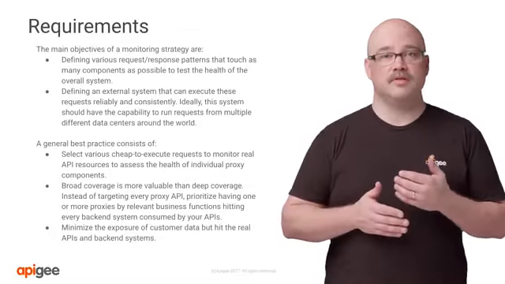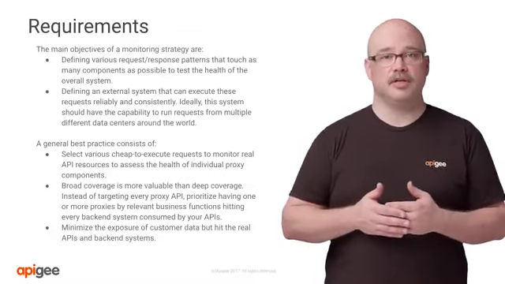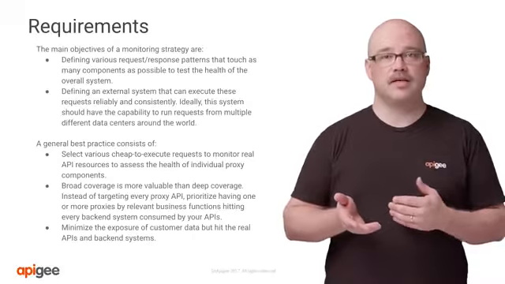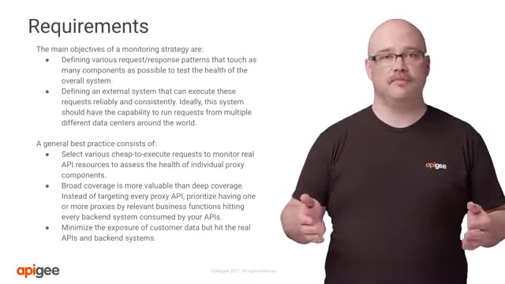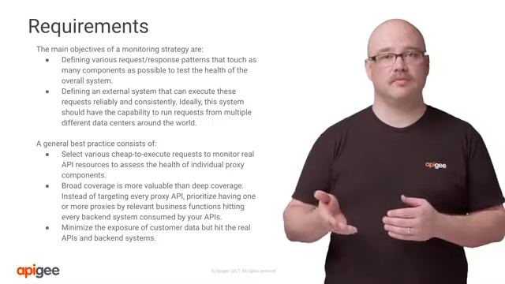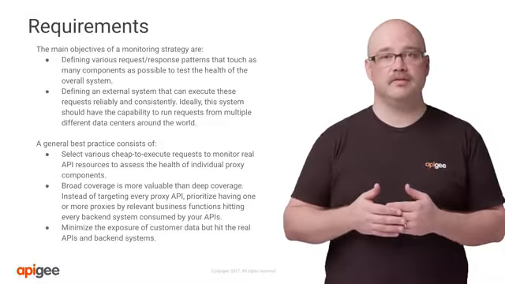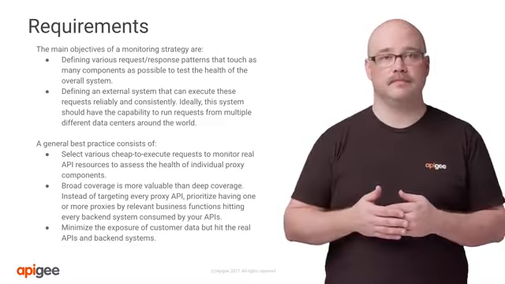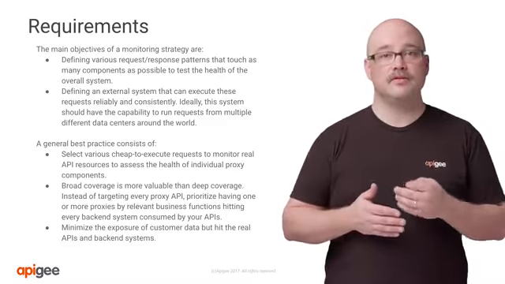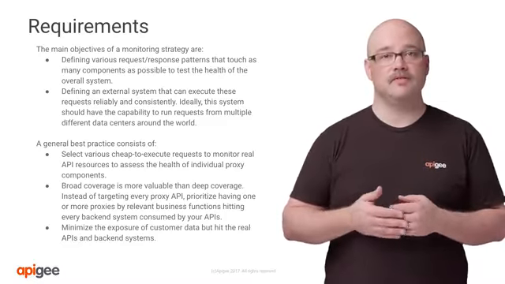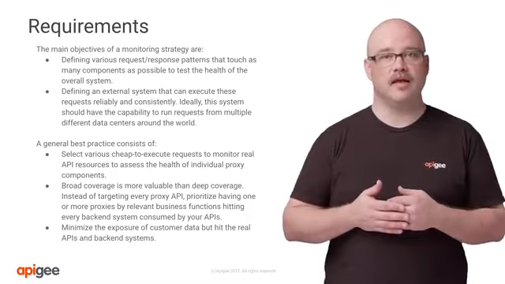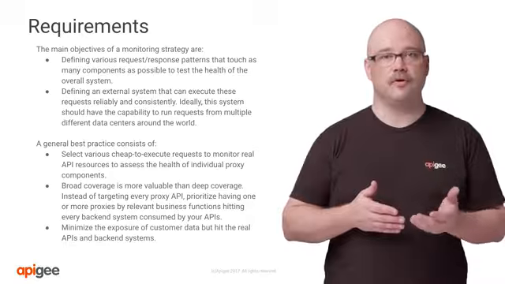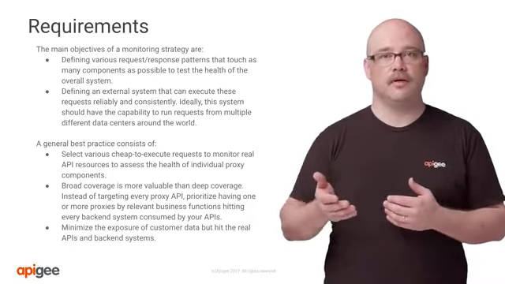The main objectives of a successful monitoring strategy rely on defining various request and response patterns that touch as many components as possible, and to define an external system or systems that can execute these tests consistently. The goal is to ensure that each of the components function together as a whole to successfully service requests within SLA from your network location in your service area.